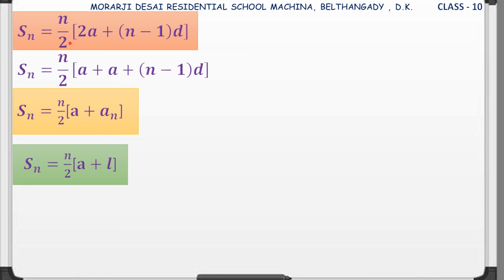Sn is equal to n by 2 into (2a plus (n minus 1) into d) can be written as Sn is equal to n by 2 (a plus an). This formula is used when you know the nth term. And Sn is equal to n by 2 (a plus l). This formula is used when you know the last term. And the first formula, that is Sn is equal to n by 2 (2a plus (n minus 1) into d), is used when you know the first term and the common difference. These three formulas are the same and written in three different ways.